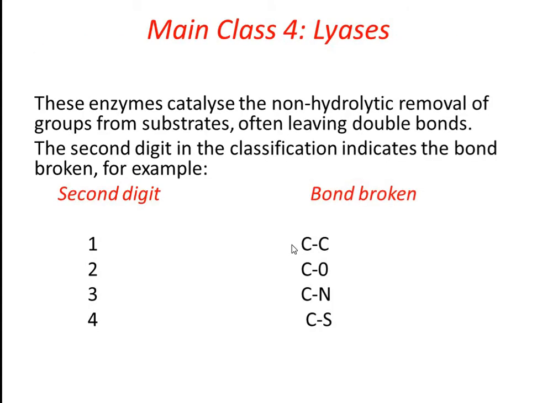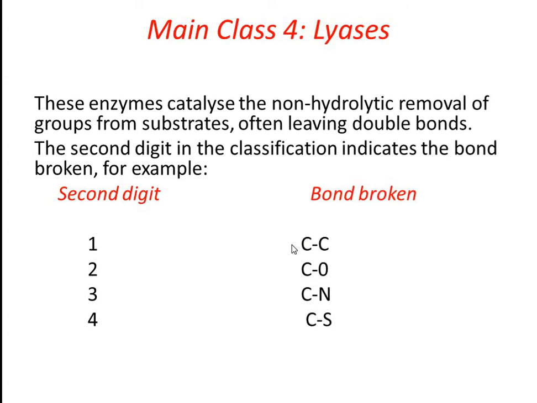Then the main class 4. Now we will see main class 4, which is often known by the name lyases. These are the enzymes which catalyze the non-hydrolytic removal of groups from substrates, often leaving double bonds. Here the second digit indicates the bond broken.